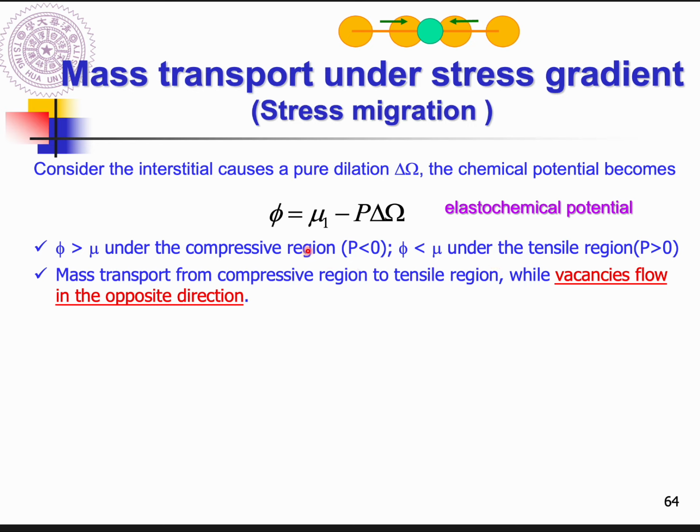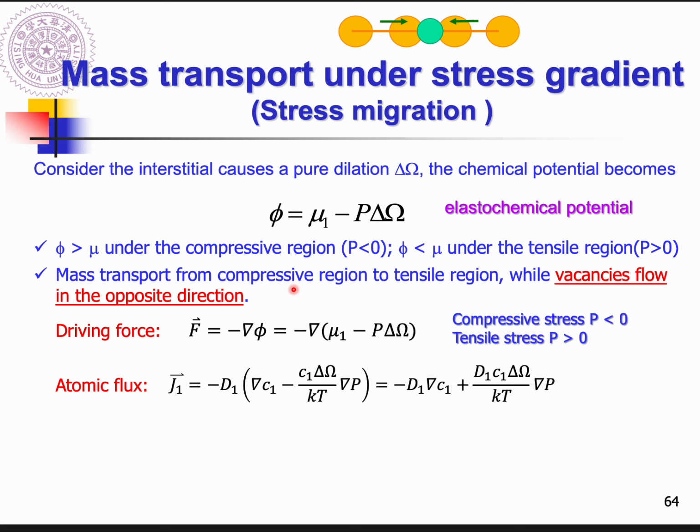Okay, so due to the variation in chemical potential, the atoms will definitely move from high chemical potential toward low chemical potential. So in this case, it will move from the compressive region toward the tensile region. So you will get the atomic flux. And if we switch to the vacancy point of view, the vacancy will flow in the opposite direction, from the tensile region toward the compressive region.